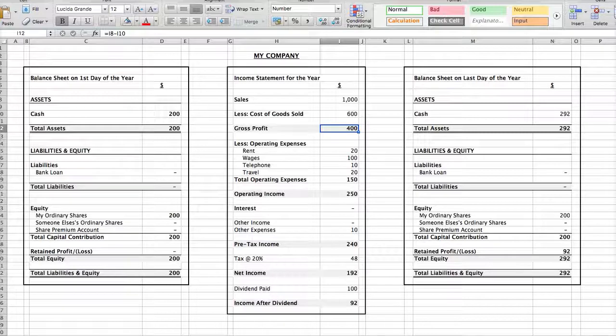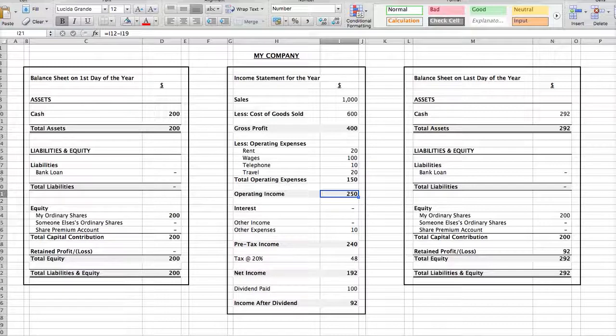I also had what we call operating expenses. So these are, if you like, the costs of doing business. In this case, I paid $20 in rent. I paid $100 in wages. I had a $10 telephone bill, and I spent $20 on business-related travel for a total of $150. I can then deduct this $150 from the $400, which then says I had an operating income of $250.